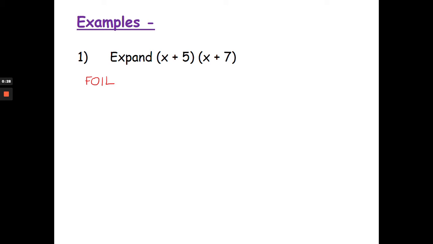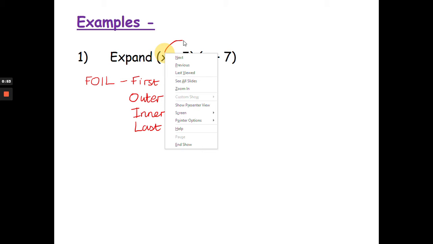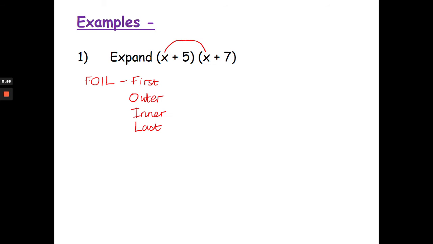Now FOIL basically stands for first, outer, inner, and last. So this basically ensures that all your brackets are going to be expanded using these rules. So first means I'm going to times the first one in this bracket with the first one in this bracket. So this is going to give me x times x.